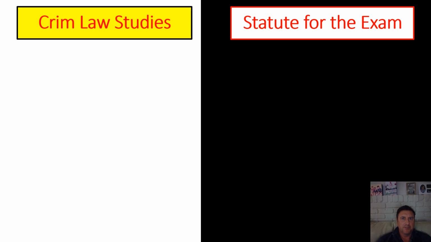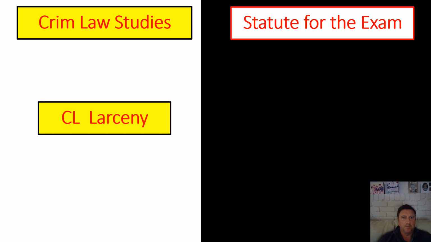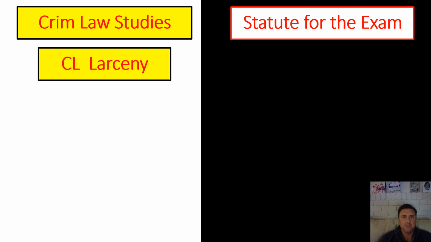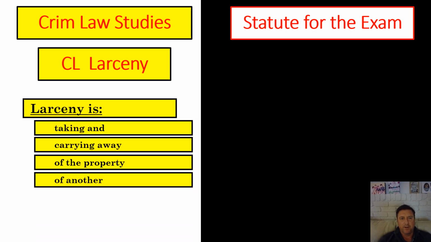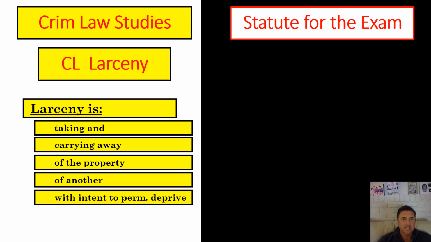So there's a couple different choices that the professor can make, a couple different choices that the bar exam can make. One choice is simple. We study the common law. Let's pick common law larceny. We learn its elements, taking and carrying away property of another. And then the most important part that we learn from the common law that's developed over hundreds of years is the specific intent element, with an intent to permanently deprive. So we read some cases, we learn about what that means, especially that specific intent element.